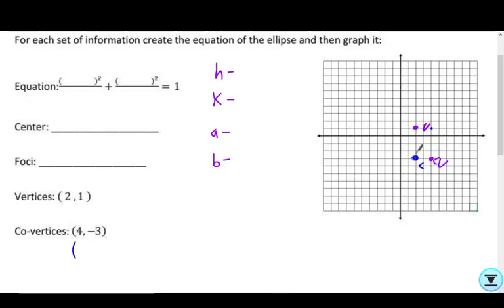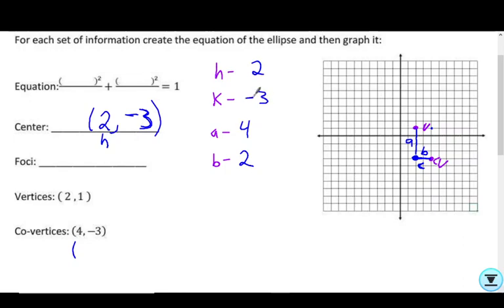Which means the distance between my center and my vertices, this distance right here, is a, and this distance right here is b. So I know a is 1, 2, 3, 4. So a is 4. b is 2. I also know this is my center. My center is at 2, comma, negative 3. So I know what h and k are. h is 2 and k is negative 3.